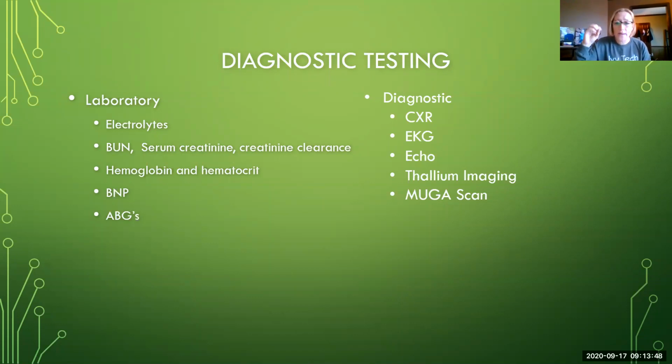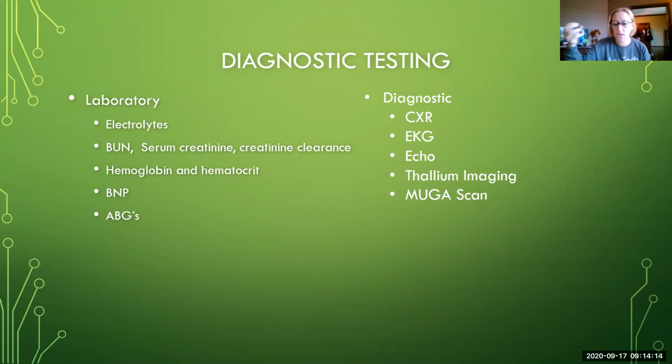But our biggest diagnostic testing when it comes to CHF is our BNP, our B-natriuretic peptide. That is specifically a hormone that's excreted in the heart, and it'll be very high. I think it's over 100 when it starts to show signs of heart failure. So our BNP and our chest x-ray are going to be our big diagnostic tools when we're looking at pulmonary edema and stuff.